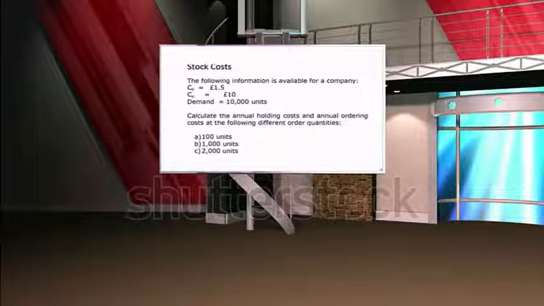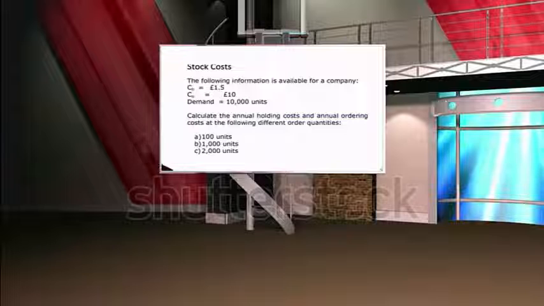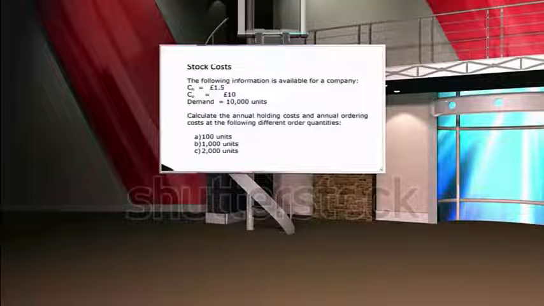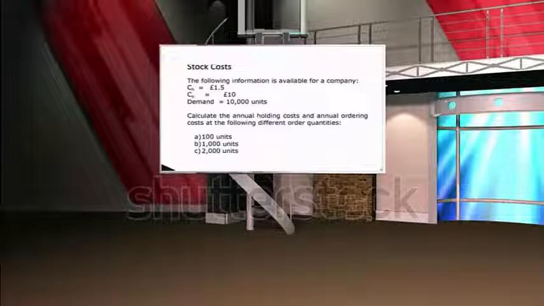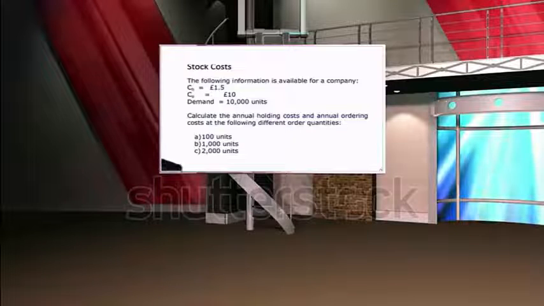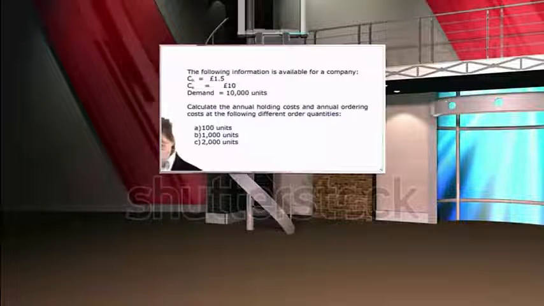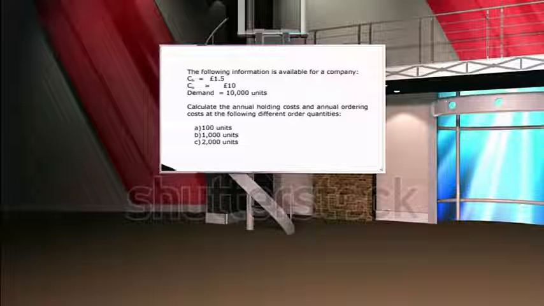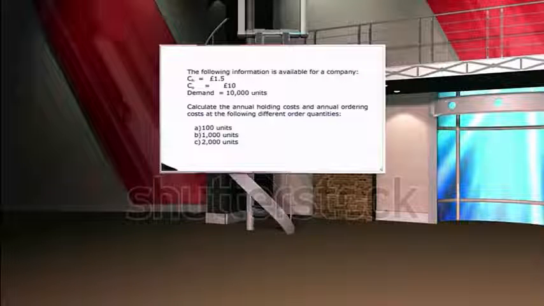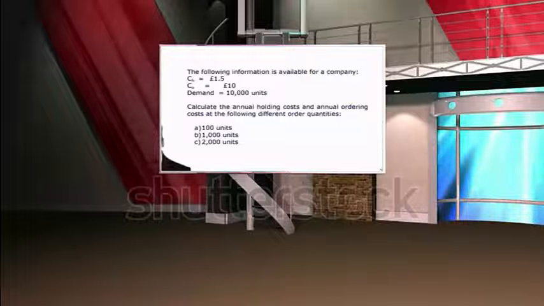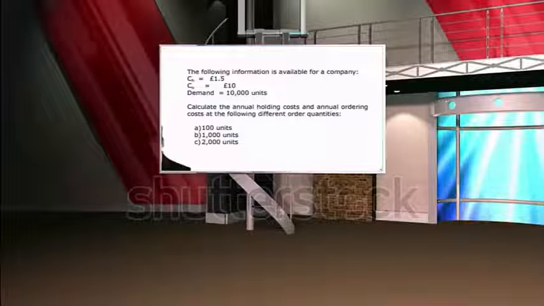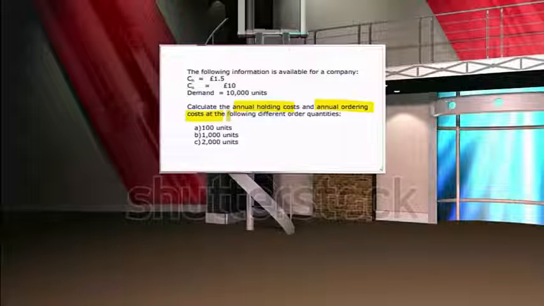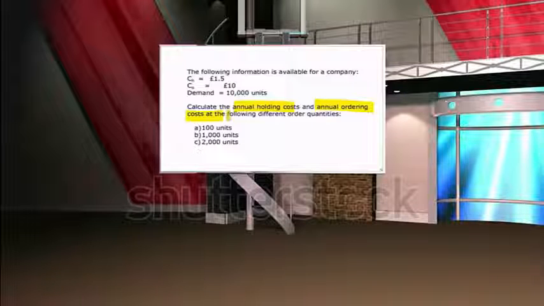To get us thinking about this, we're going to have a look at an exercise where we're going to calculate our annual holding and ordering costs at different order quantities and look at the totals. So let's have a look at our exercise. We're given information about the cost of holding 1 unit per annum, the cost of placing a single order, and annual demand. And we've been asked to calculate the annual holding and the annual ordering costs at a number of different order quantities. So let's set up our table then and do our calculations.